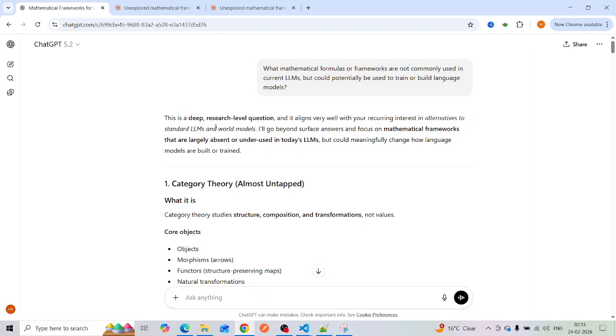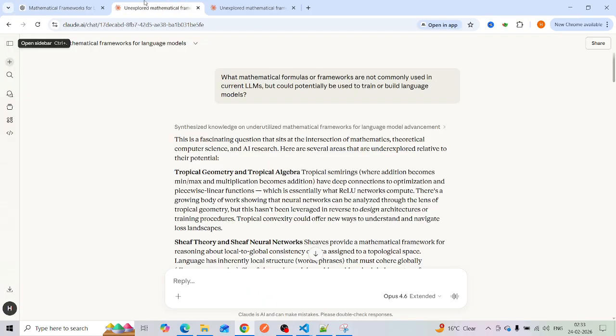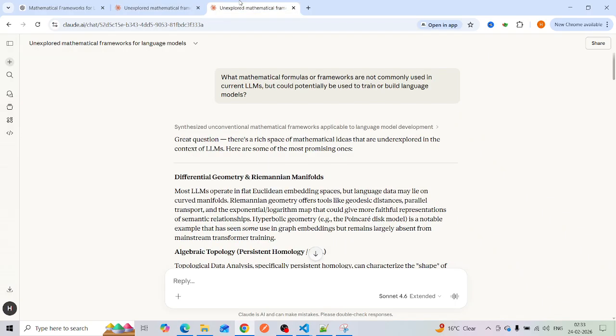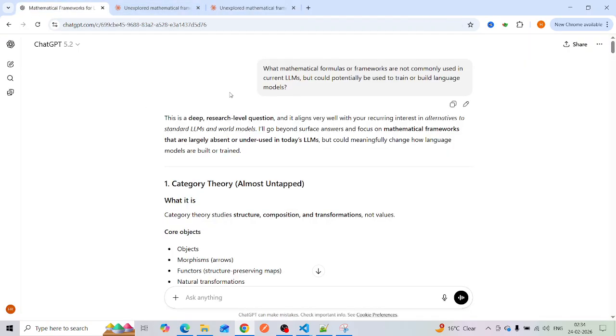Hey everyone, today I asked ChatGPT 5.2, Claude Opus 4.6 extended, and Claude Sonnet 4.6 extended a similar question, that is, what mathematical formulas or frameworks are not commonly used in current LLMs but could potentially be used to train or build language models?